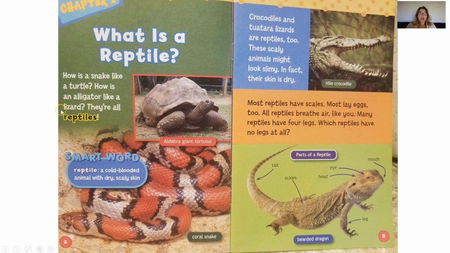Okay, and then we have our bold words that stand out, boys and girls, and that's another one of our text features. Okay, and that word is reptiles. A reptile is a cold-blooded animal with dry, scaly skin. So if we look at the tortoise here, we can see that its legs and its neck have these scales, just similar to the one of the coral snake. They resemble the scales. Crocodiles and tuatara lizards are reptiles too.